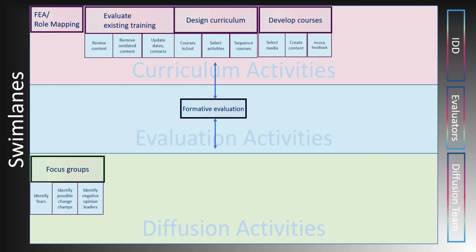The next step is actually getting in there and developing the materials. This includes identifying the media, writing the content, and getting formative feedback. It's typical for reviewers to get two bites of the apple, so to speak, to submit formative feedback. More than that often delays the implementation timeline.